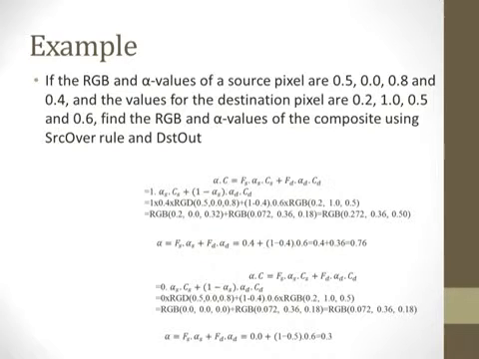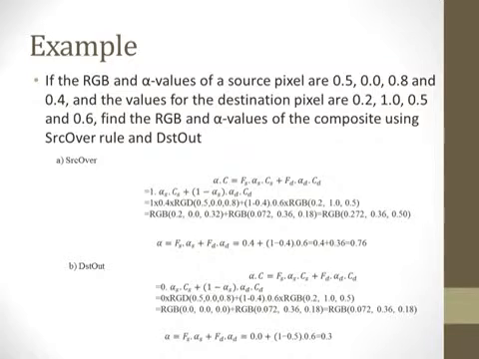First, as we read here, for the RGB and alpha values, 0.5 is for the red, 0.0 for the green and 0.8 for the blue, and the alpha value is 0.4. These are for the source pixel. For the destination, 0.2 is the red, 1.0 is the green, and 0.5 is the blue, and the alpha value is 0.6. So we want to find the equivalent RGB and alpha value for the two cases.